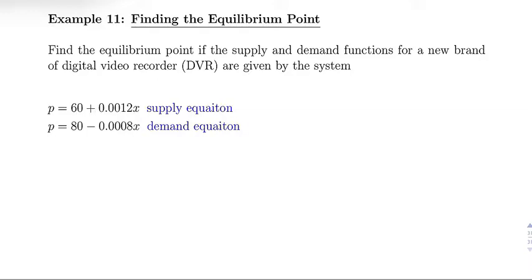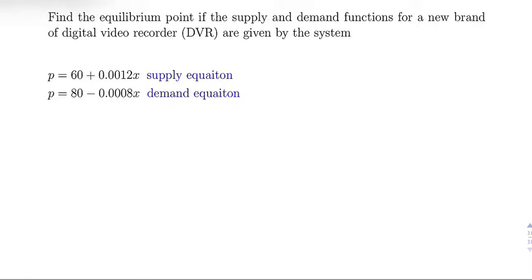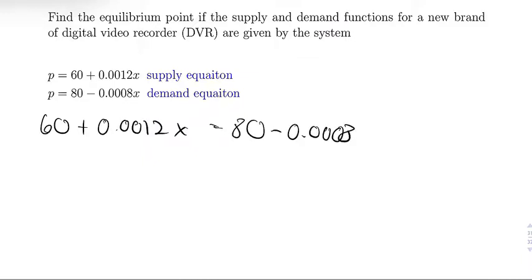Okay. So basically, we want to find where these two equations intersect. Now, I noticed that they're both already equal to p, so I'm going to try the substitution method. So if the first one equals p and the second one equals p, then we can go ahead and equate them to each other. So then we could say 60 plus 0.0012x. We want to equate that to 80 minus 0.0008x.